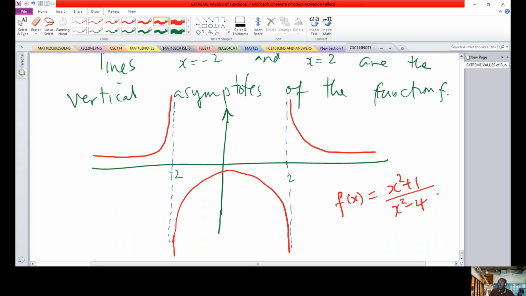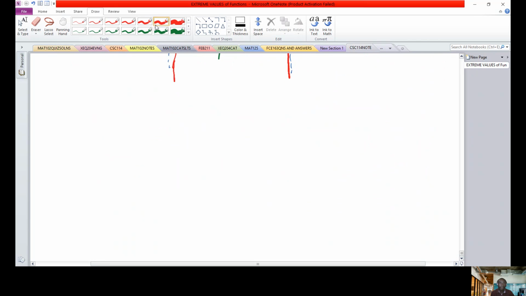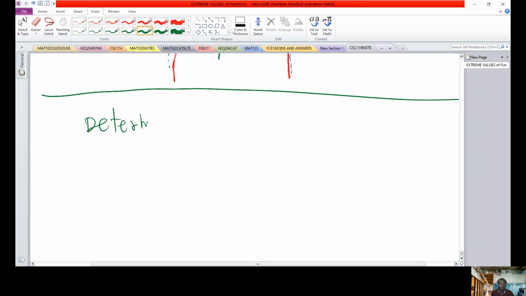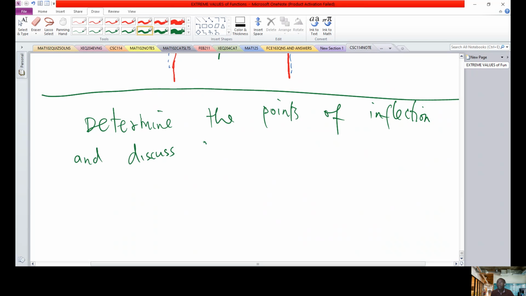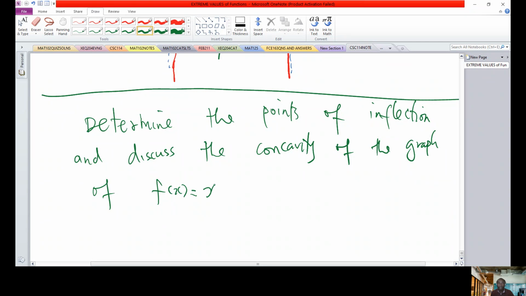And then next example: determine the points of inflection and discuss the concavity of f of x equals x to the power 4 minus 4x to the power 3.